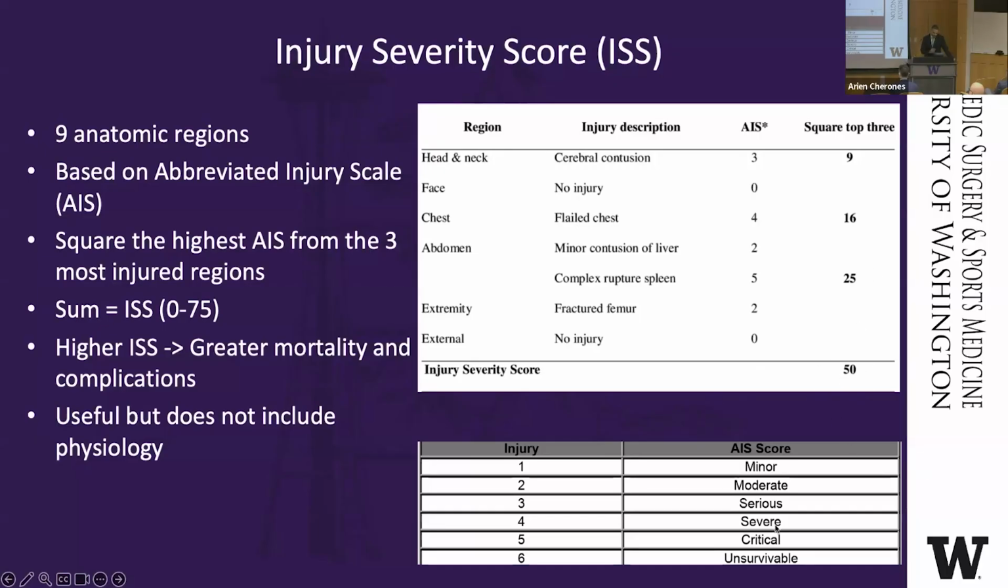And the bottom right demonstrates the abbreviated injury scale, going from 1 to 6, with a higher number indicating a more severe injury, all the way up to something that may be unsurvivable. So the base point here is that the higher your injury severity score, the worse off the patient, or the greater the mortality, and the more severe the injury.